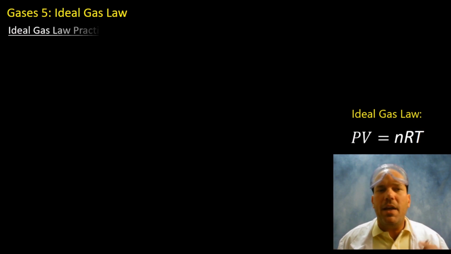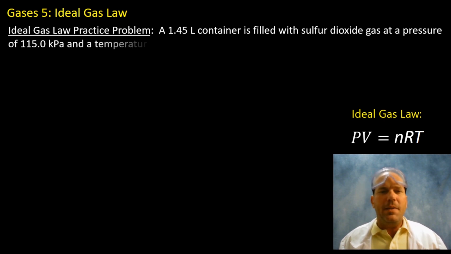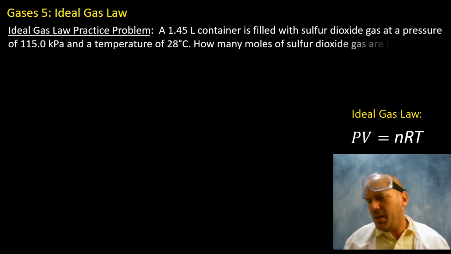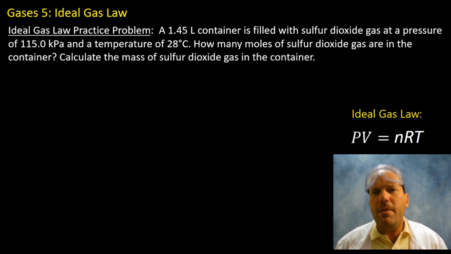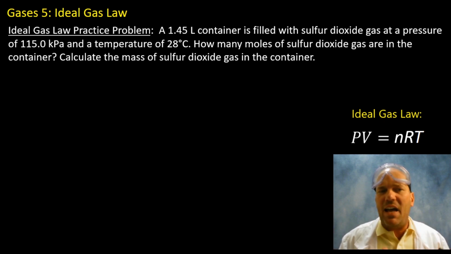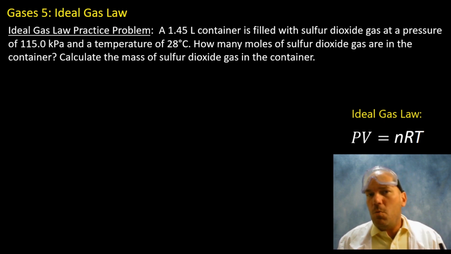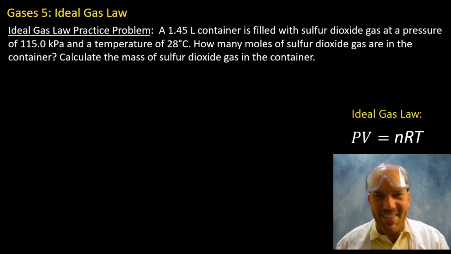All right, so let's go ahead and do one ideal gas law problem. This is the first time where we've been able to look at all of these variables in concert. So we have a 1.45 liter container. It's filled with sulfur dioxide gas at a pressure of 115 kilopascals and a temperature of 28 degrees Celsius. Part 1. How many moles of sulfur dioxide are there in the container?